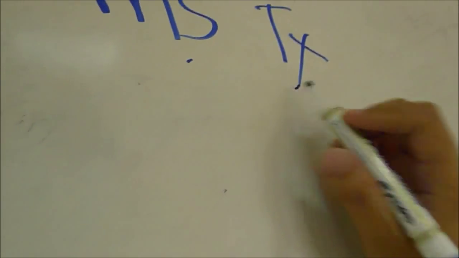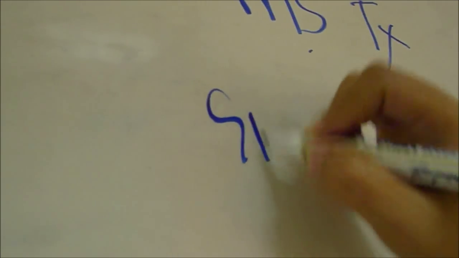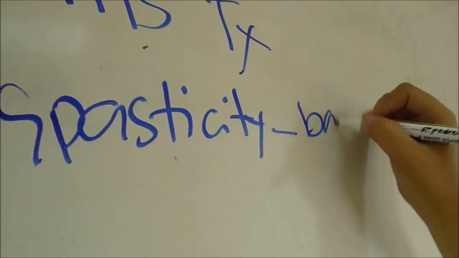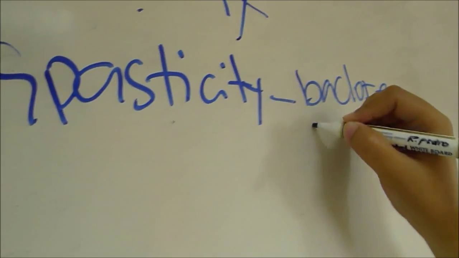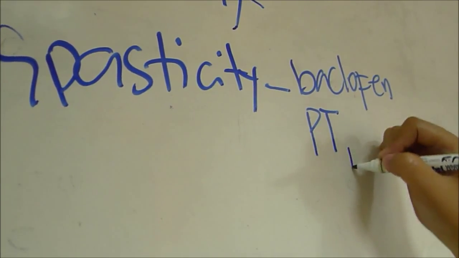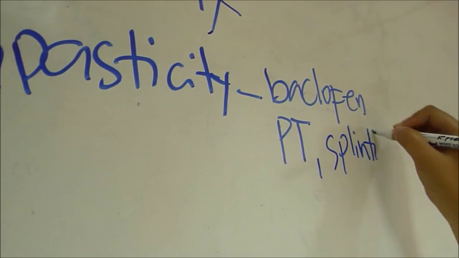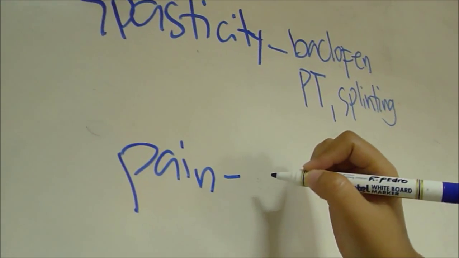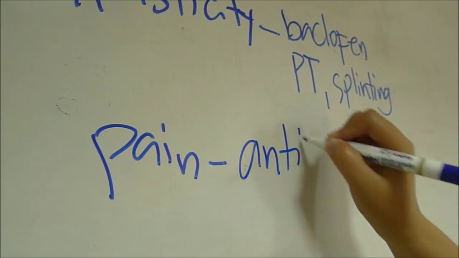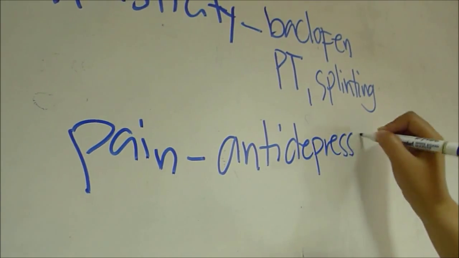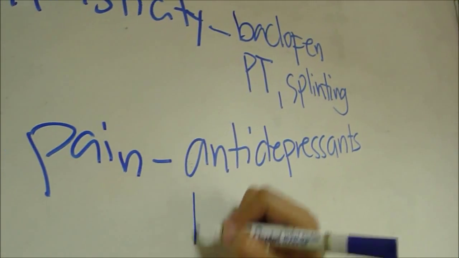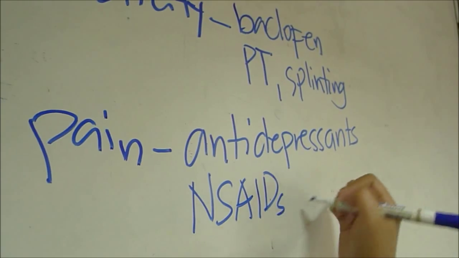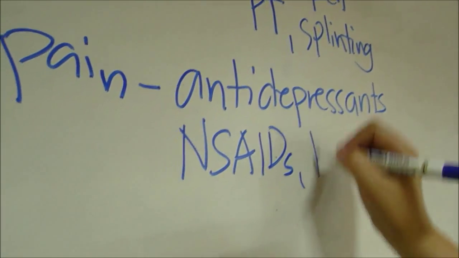Multiple sclerosis treatment. For spasticity: baclofen, physiotherapy and splinting. For pain: antidepressants, NSAIDs, or non-steroidal anti-inflammatory drugs.